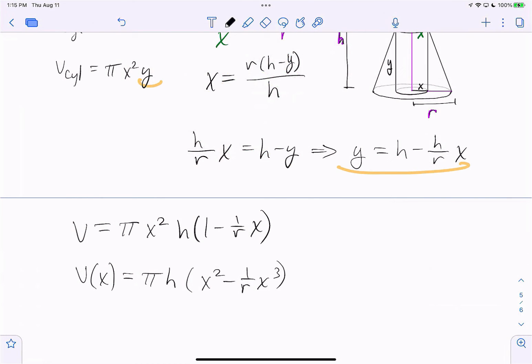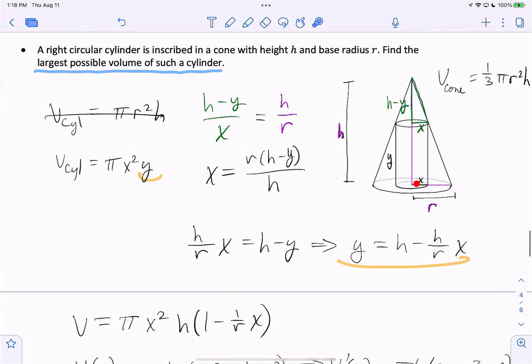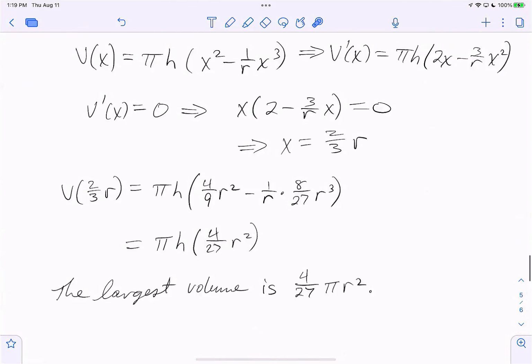Now we're at a place where I'd like for you to go ahead and finish this problem. Come back when you're done. Starting with V is equal to pi h times x squared minus 1 over r x cubed, I differentiate and get V prime of x is equal to pi h times 2x minus 3 over r x squared. It looked kind of bad a few minutes ago, but we just used the power rule here. And if V prime of x is to be 0, then ultimately x is going to be 2/3 r. And so we're saying that x here is going to be 2/3 of this radius. So this picture isn't to scale, but that's okay.